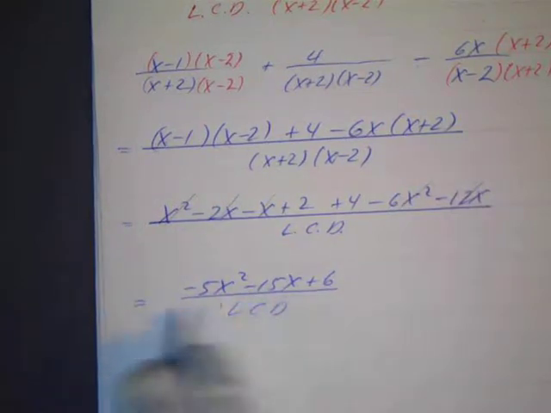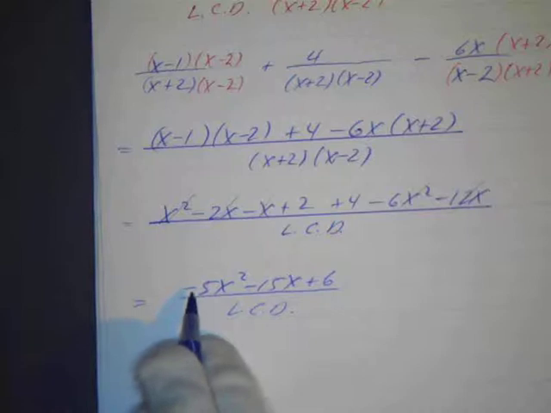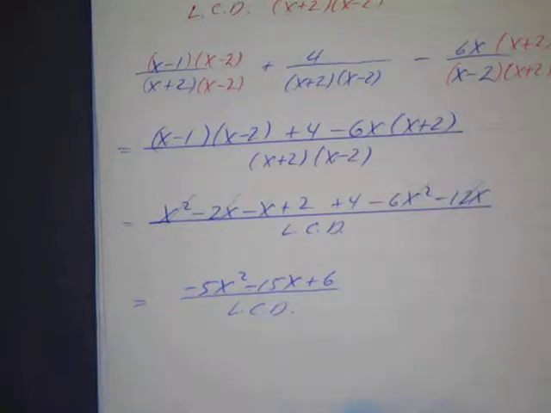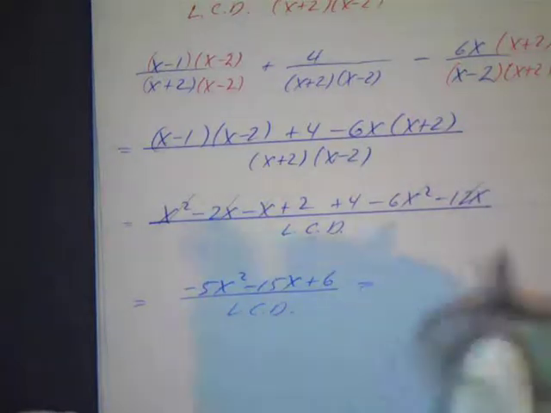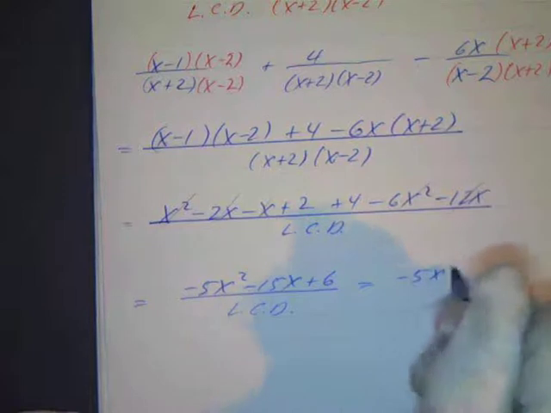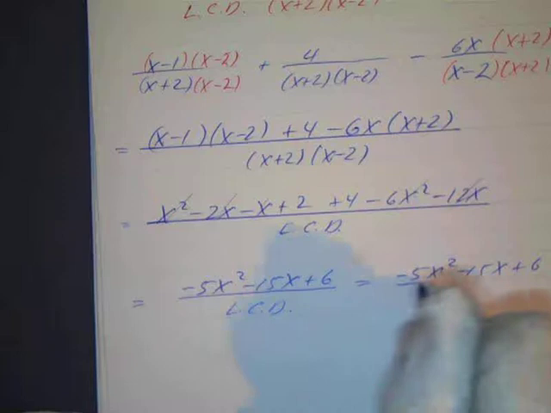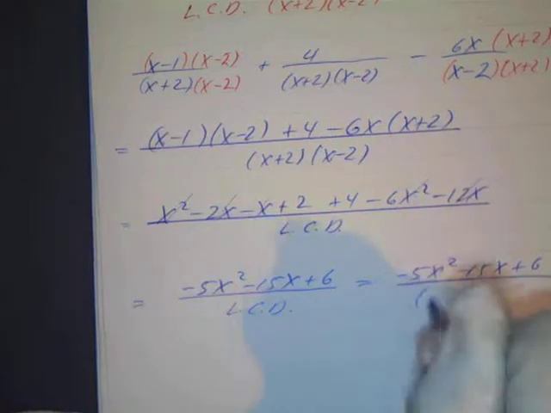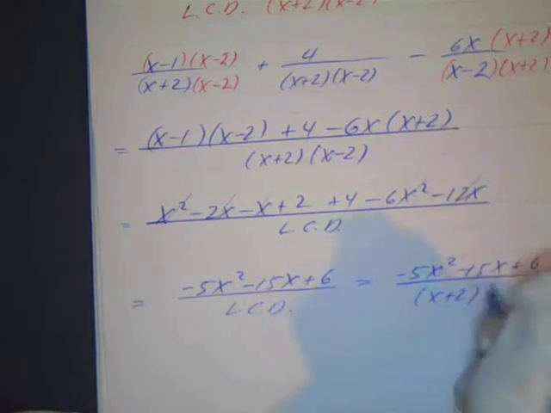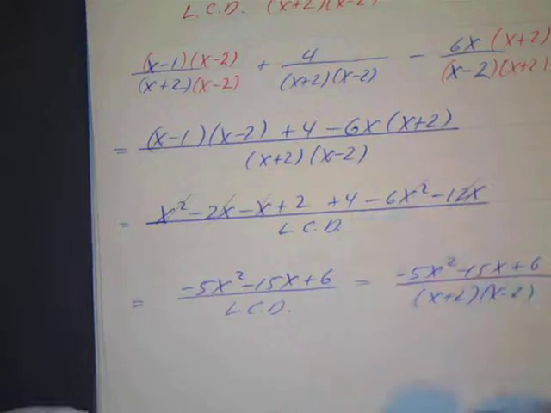And it looks like I can factor out, at least I don't like the negative sign, so I'll factor out at least, oh no, I can't. I was hoping that would be a divisible number, but it's not, because I don't have a number that goes into all those, so that's pretty much it. And I'll write out my LCD, x plus 2 times x minus 2. That's it.